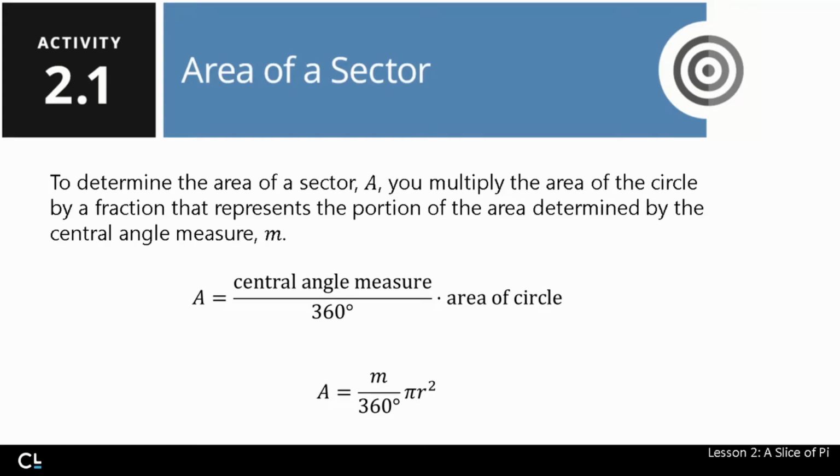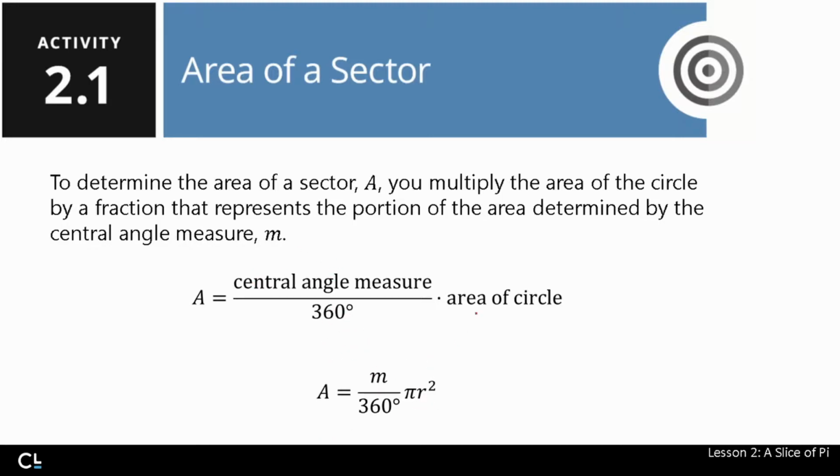So starting off, we're going to find the area of a sector. In order to determine the area of a sector, you multiply the area of the circle by a fraction that represents the proportion of the area determined by the central angle measure. So in order to do this, we find the area of our circle, and then we multiply that by our central angle measure over 360, right?